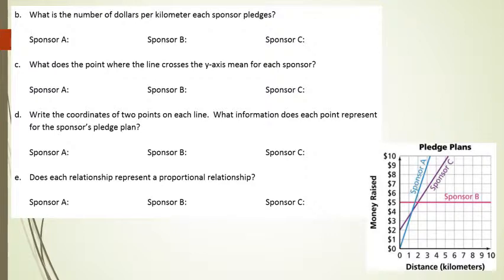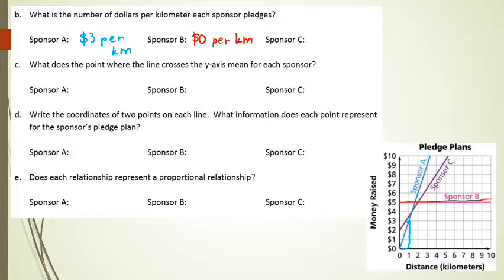So now how many dollars per kilometer does each sponsor pledge? Well, for sponsor A, we can see that they're pledging a specific amount. Every kilometer they're increasing by $3. So $3 per kilometer. That's that constant rate of change. That is our constant of proportionality, since it's a proportional relationship. For sponsor B, we can see that that line is a horizontal line. That means it's not changing. So you can either say it has $0 per kilometer, or that there's no change, no amount that's being pledged per kilometer.